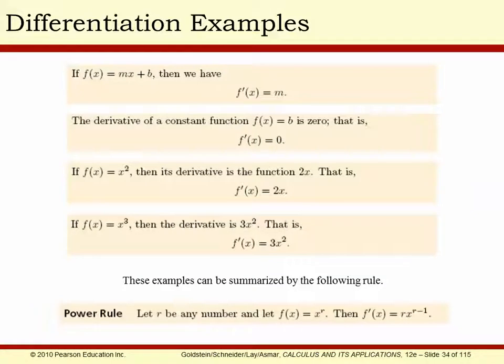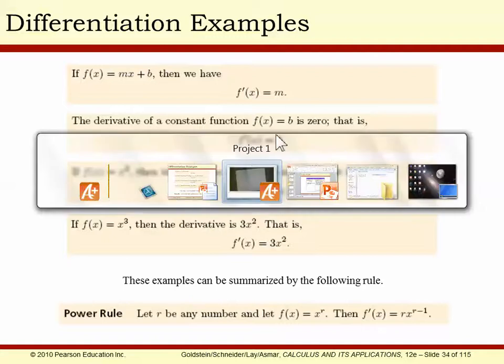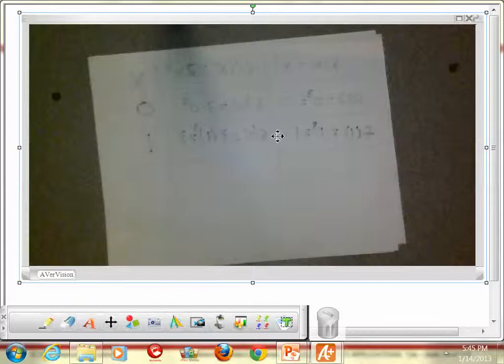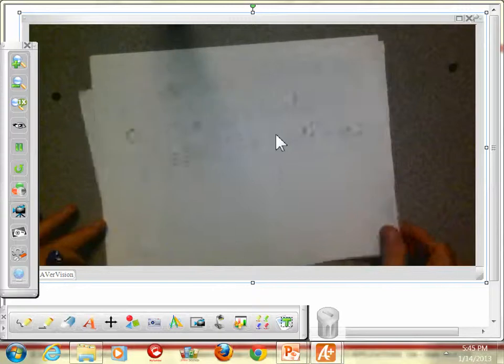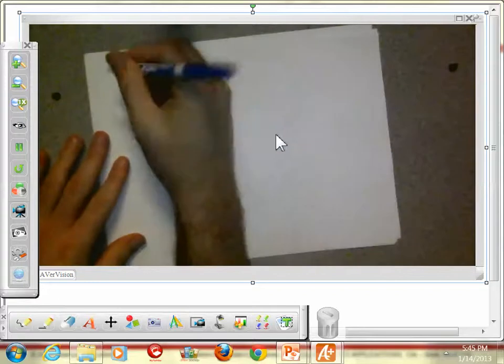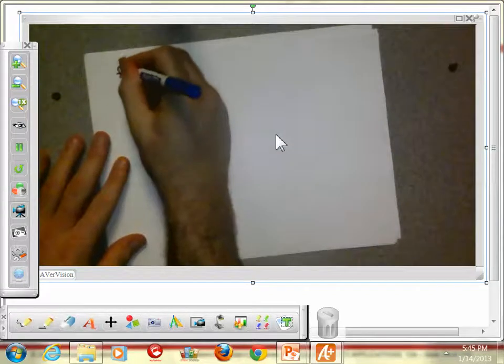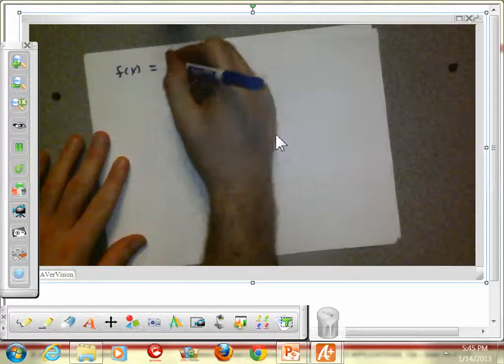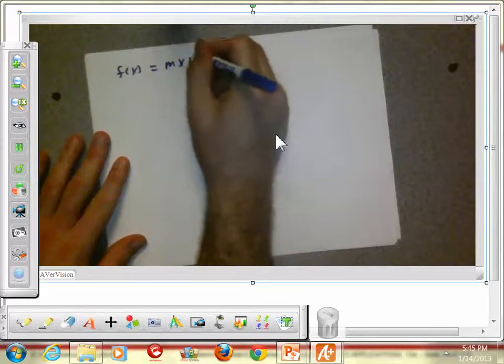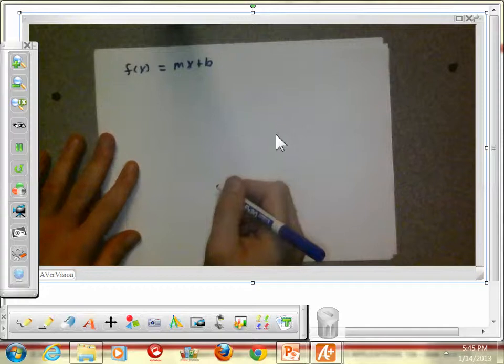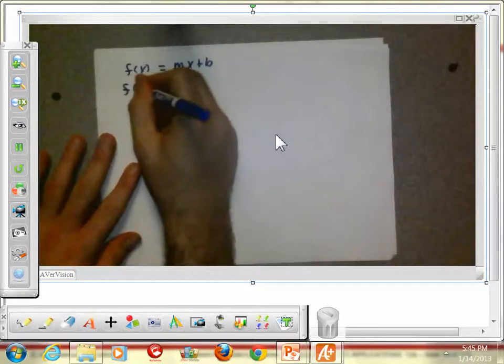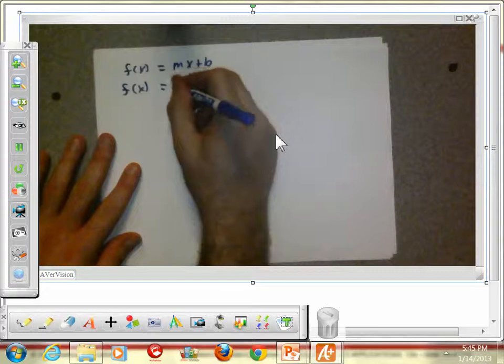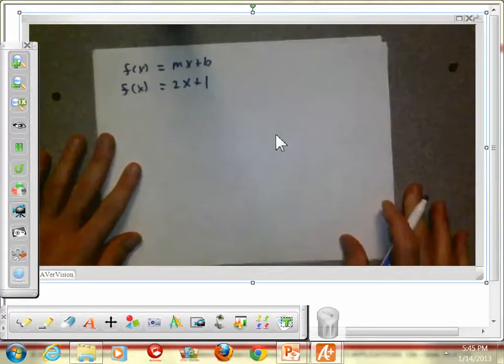So let's just take a look at that real quick. On here, just quickly. So if we have the case where we have f of x equals mx plus b, and just for the sake of working with some actual numbers, we'll say f of x equals 2x plus 1.